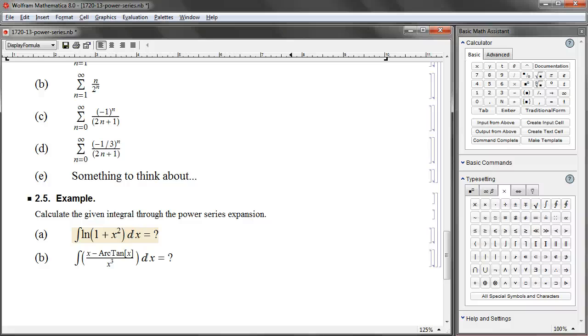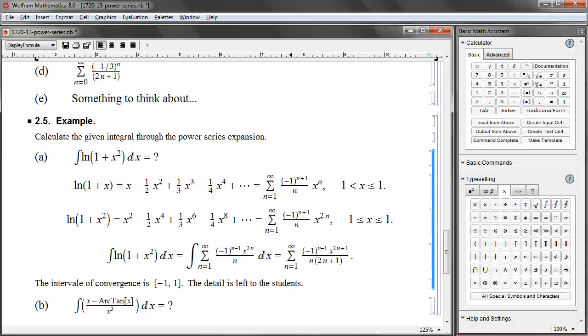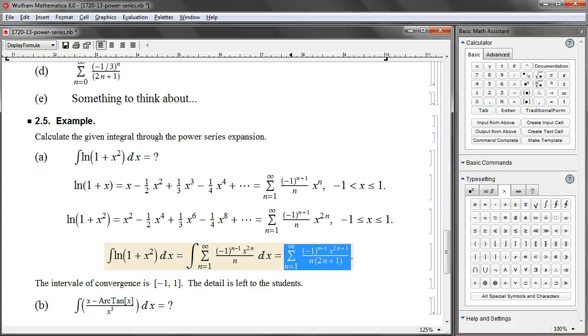You can start from the expansion of log of 1 plus x, which is given over there, and replace x by x squared. That way you're going to get the second expansion formula there. And then if you take the antiderivative term by term, increase the power by 1 and divide, we end up with this highlighted infinite sum. And that is the infinite power series you're looking for.